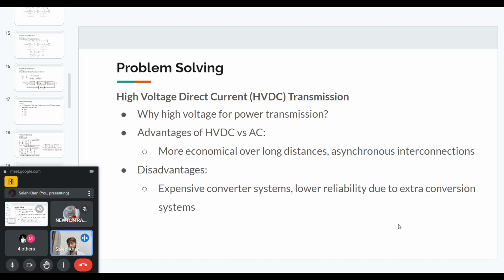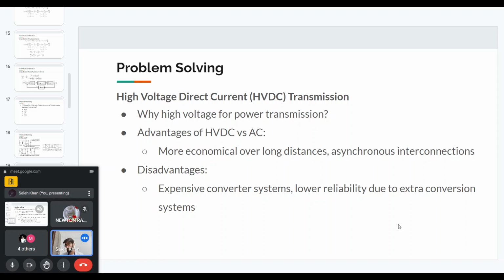So that is why we want to have high voltages, and that is why, when electricity first came about, AC was preferred, because we have the transformer which we can use to step up the voltage. It only works for AC voltages.